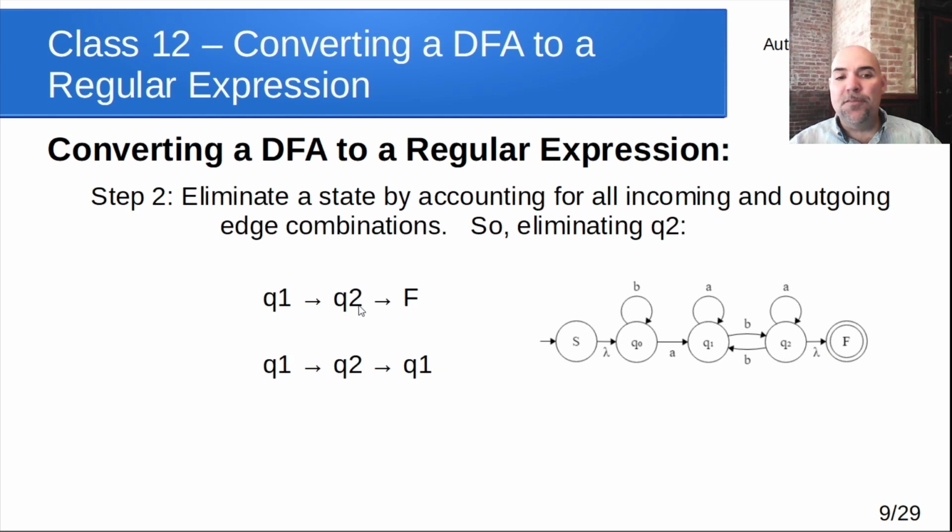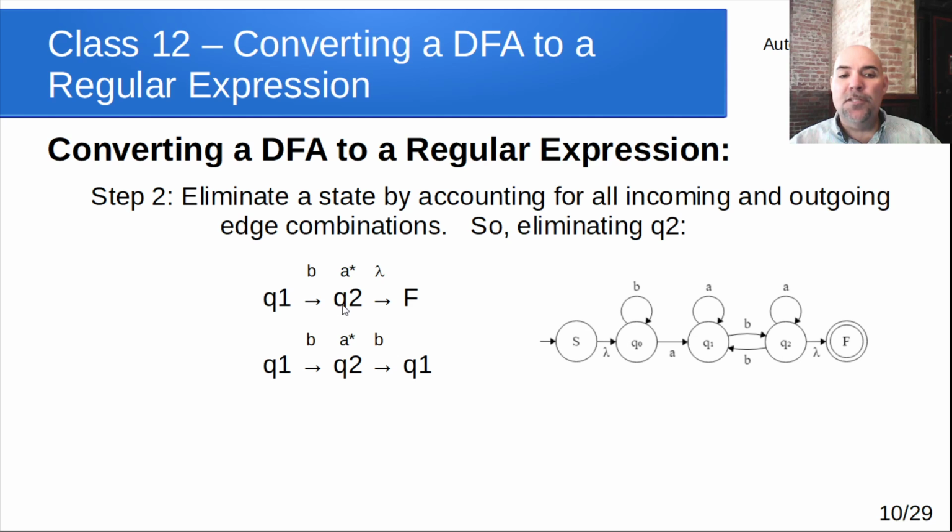So Q2 is always going to be in the middle here. We can come from Q1 through Q2 on our way to F, or I could go Q1 to Q2 on the way back to Q1. Notice on our graph over here, Q1 into Q2 on the way to F, or Q1 into Q2 on the way back to Q1. So those are our 2 things. Now we're going to label over the top of these what it takes to get us from Q1 to Q2. If we look at our graph, from Q1 to Q2, that's on a B. And what does it take to get from Q2 to F? That's lambda. What does it take to get from Q2 back to Q1? That's another B. So we're going to label those over the top.